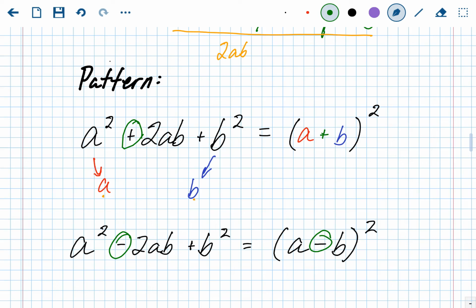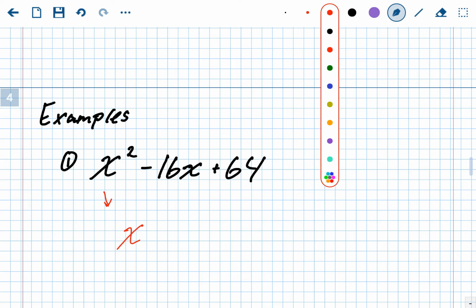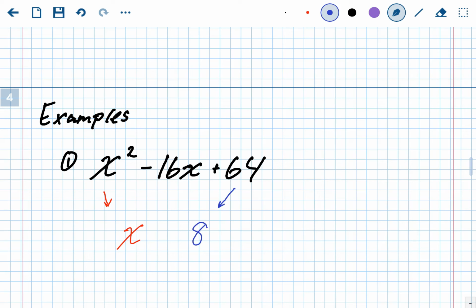Like I said, this one's a little harder to see with just the variables, so let's look at some with numbers in them. This first example: x squared minus 16x plus 64. Run through your questions. Is the first term a perfect square? Yes, x times x is x to the second power. Is the last term a perfect square? Yes, 8 times 8 is 64.